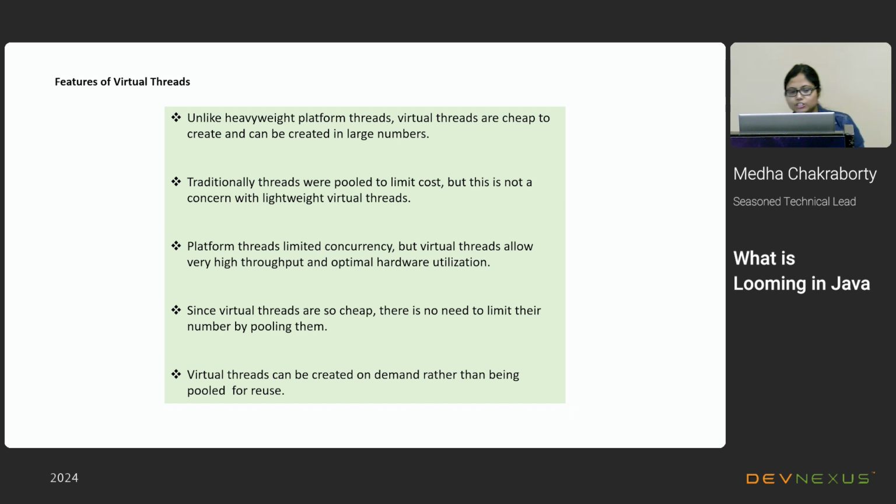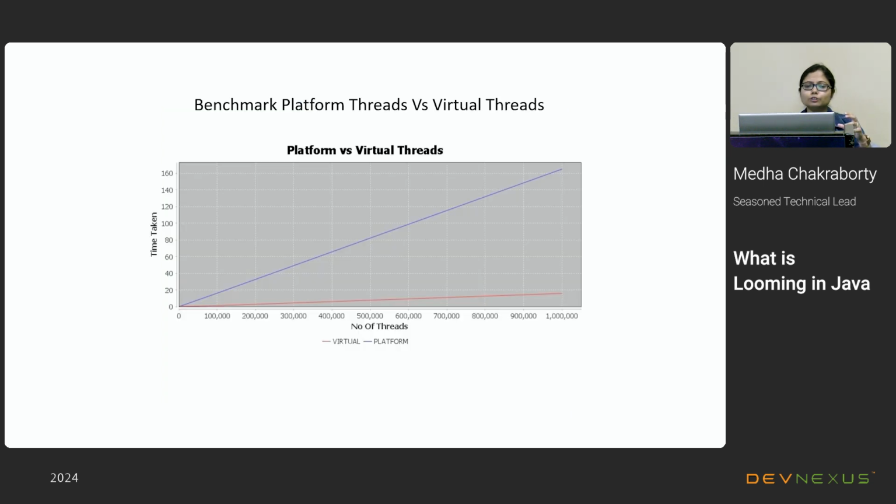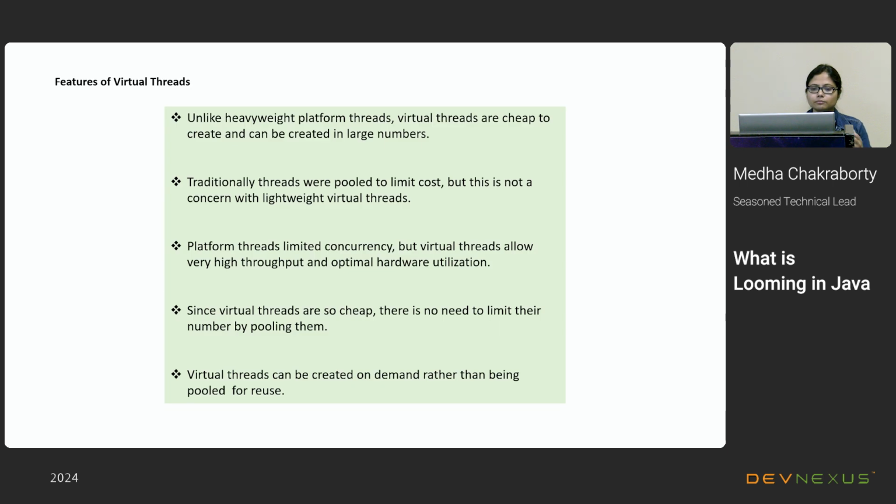I have already mentioned this, you don't have to pool them. And it's also important to remember that virtual threads can be created on demand. Previously we used to say a thread pool of 50 threads, 100 threads, or something like that. But here there is no limit. You can create an unlimited number of virtual threads.